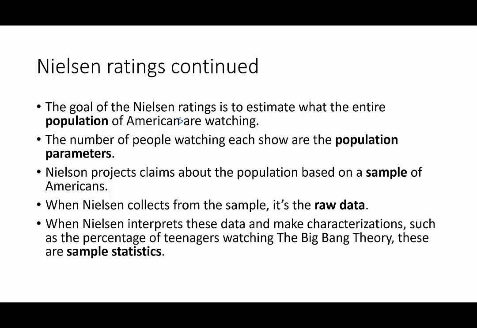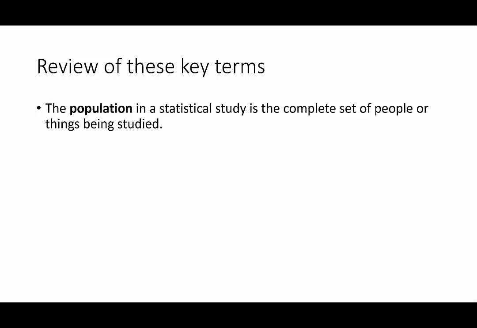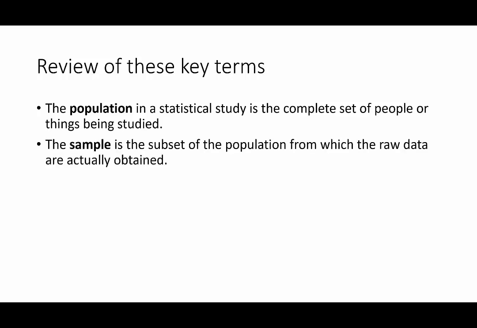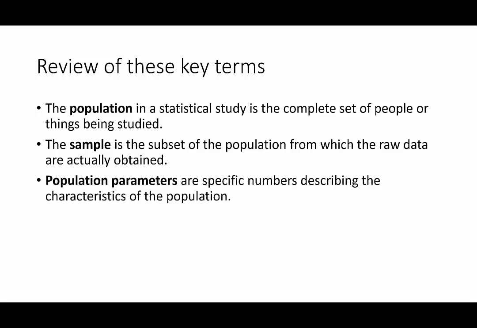When Nielsen interprets these data and makes characterizations, such as the percentage of teenagers watching The Big Bang Theory, or the percentage of suburban homes, etc., those are called the sample statistics. Let's review these key terms one more time. The population in a statistical study is the complete set of people or things being studied. In the example of the Nielsen rating, that would be trying to describe what all Americans were watching. The sample is the subset of the population from which the raw data are actually obtained. So the sample would be the 5,000 households that Nielsen actually studies.